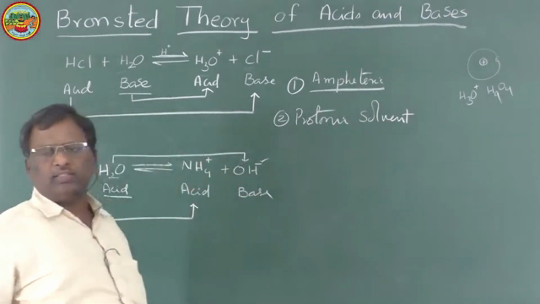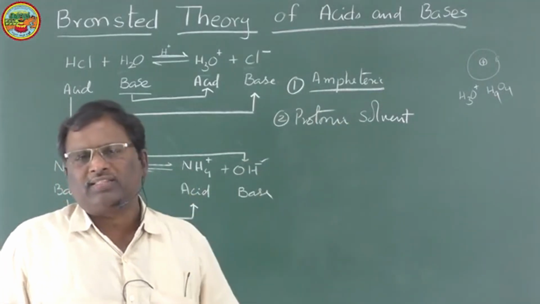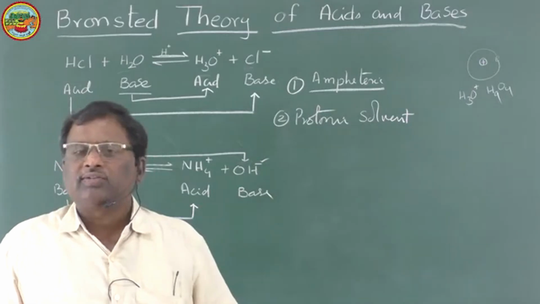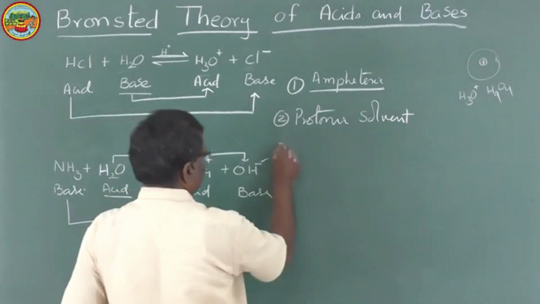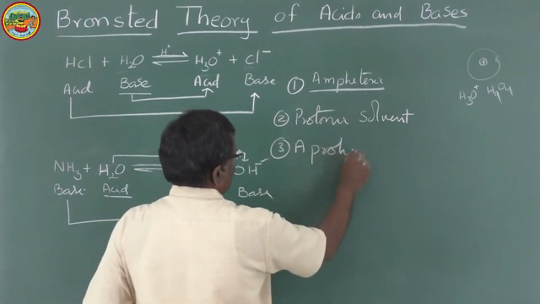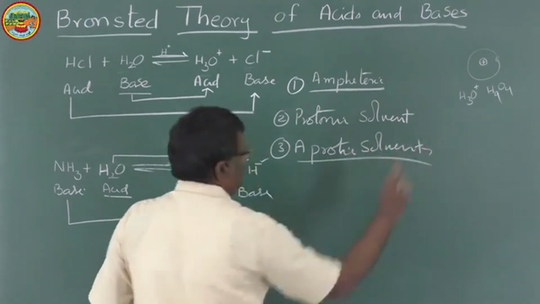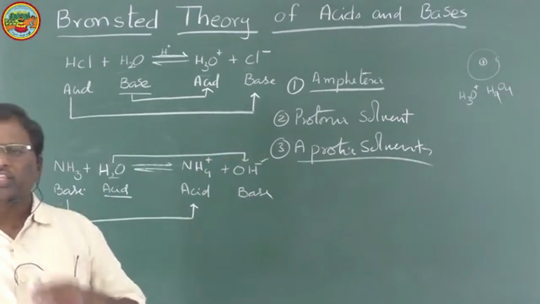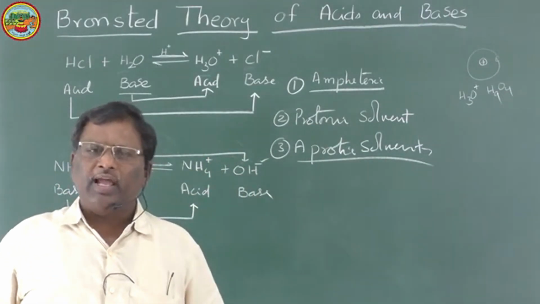Protonic solvents means those substances which can donate a proton are said to be protonic solvents. Third one is aprotic solvents. Aprotic solvents means they neither donate a proton nor accept a proton. They are said to be aprotic solvents.